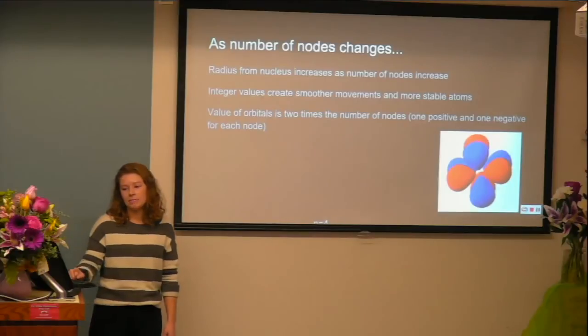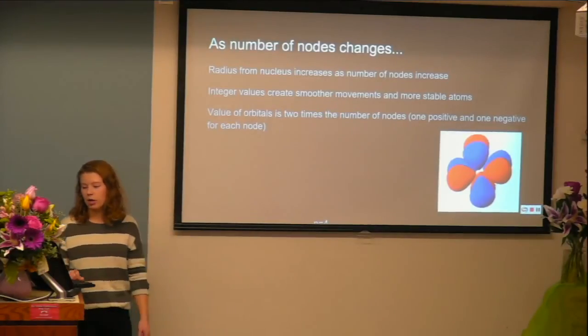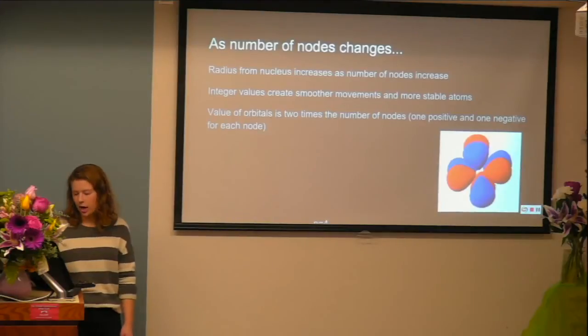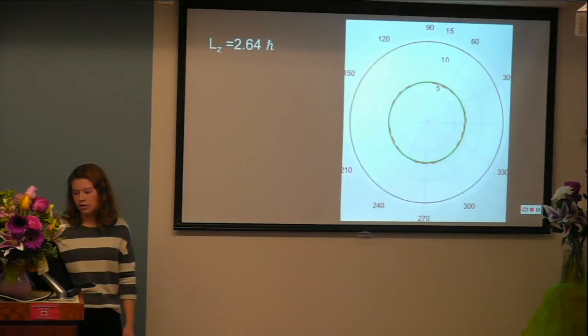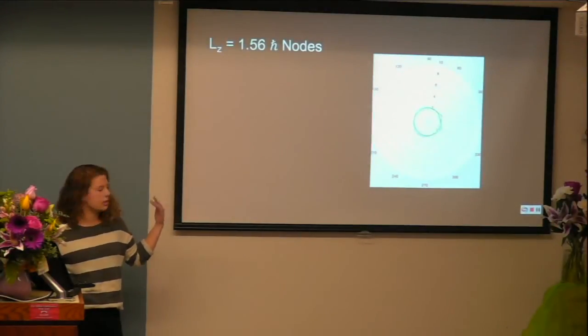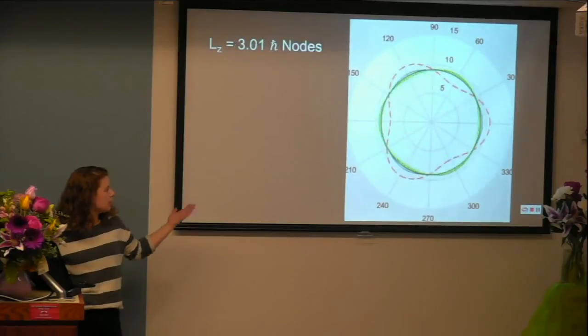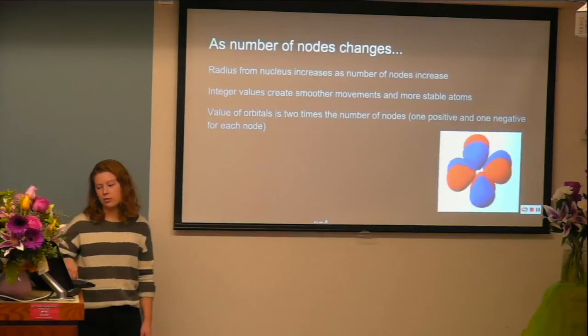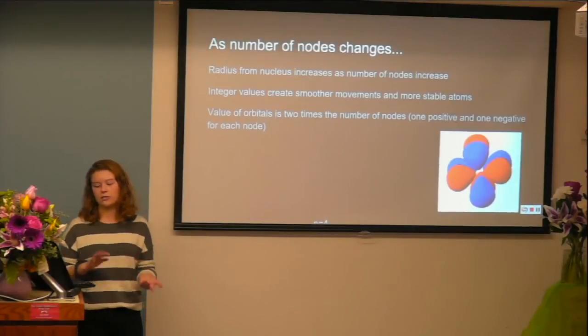So the conclusions for this project were: as the number of nodes increases, the radius from the nucleus increases. If we go back and compare the radius of each of these, it gets larger as we move forward, and finally is largest at 3 nodes. And then, as I mentioned before, the even integer values create smoother movements and more stable atoms. And then the number of orbitals is 2 times the number of nodes, so there's 1 positive and 1 negative for each node.